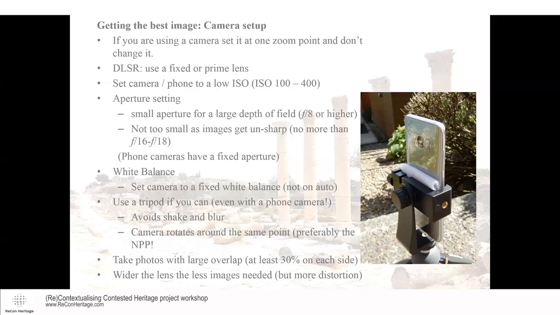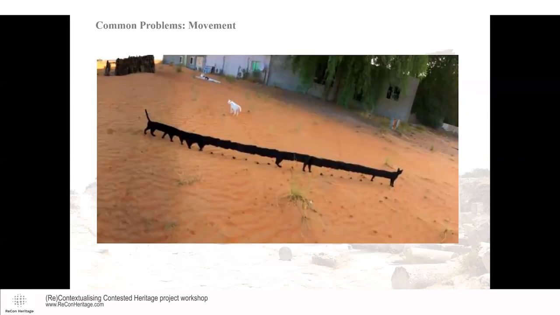amount of distortion. Some of the common problems that can occur with 360 photographs, if you're taking multiple photographs and merging them together into a single 360, then movement of people, objects, or in this case animals, is a problem. Now, this is an extreme example where somebody has taken a panorama and the cat happens to have walked along the panorama at the same time. You end up with this enormously long multi-legged cat, which is funny as an image, but not particularly good if you're trying to present a site.